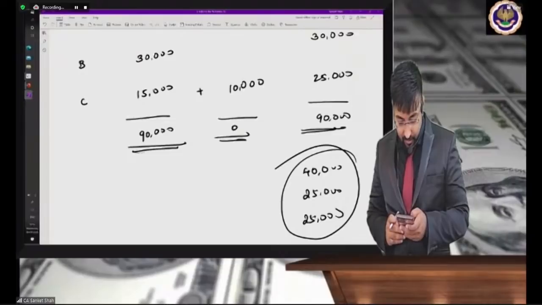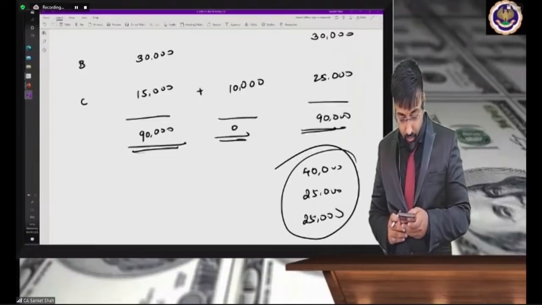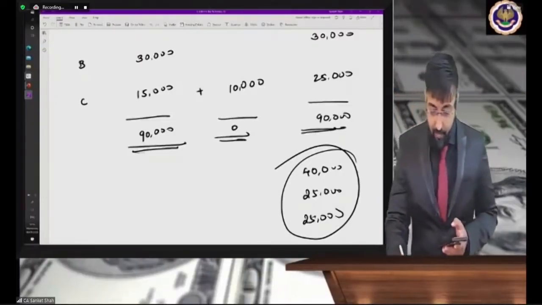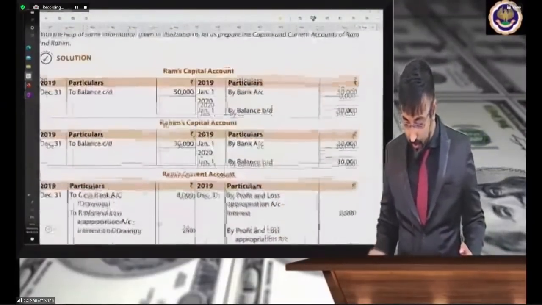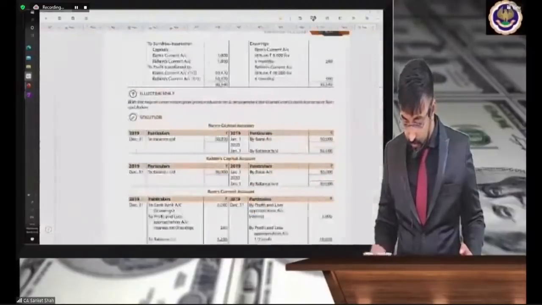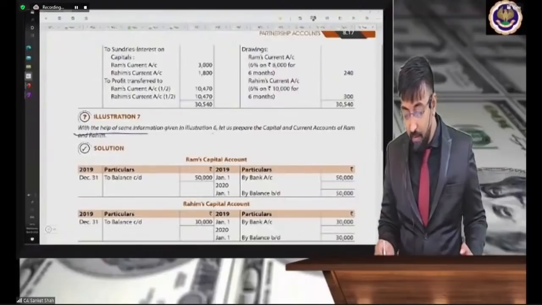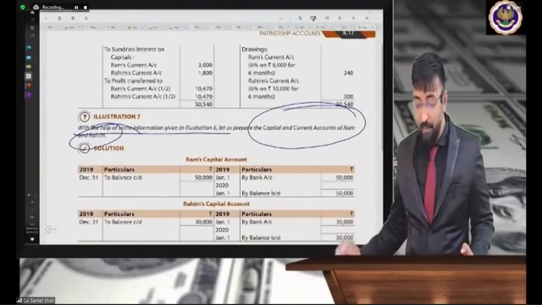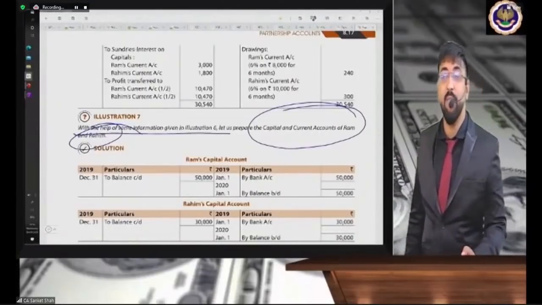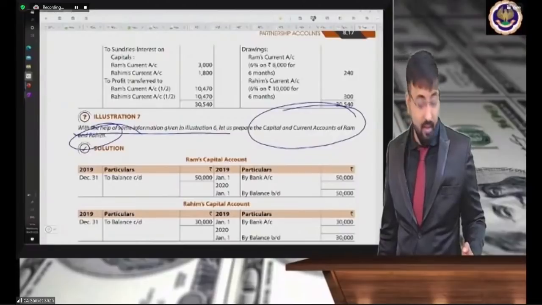Sahil is asking, sir, in Illustration 7, why is withdrawal in the current account? It should be in the capital account. Okay, Sahil, wait. They have mentioned: with the help of the same information, prepare capital account and current account of Ram and Rahim. So in the question itself, they have mentioned capital account and current account.